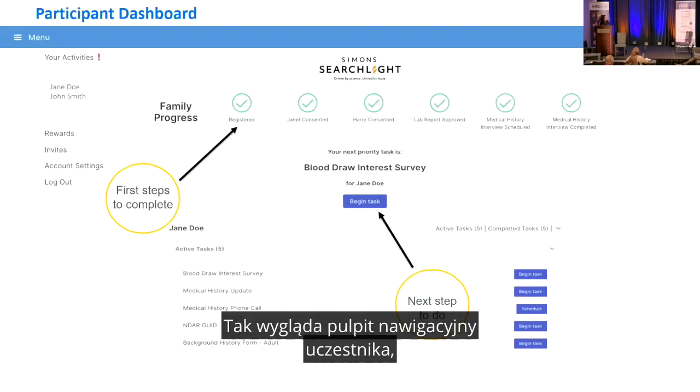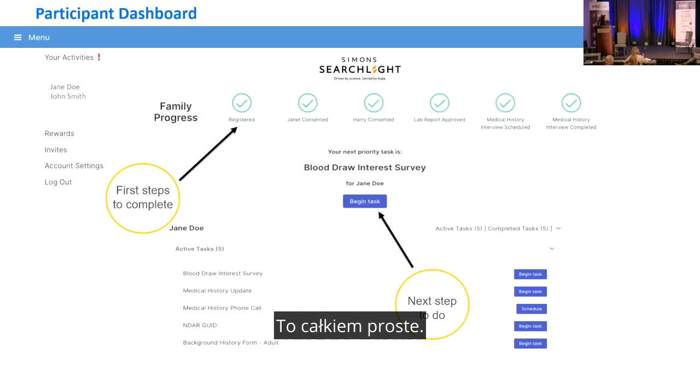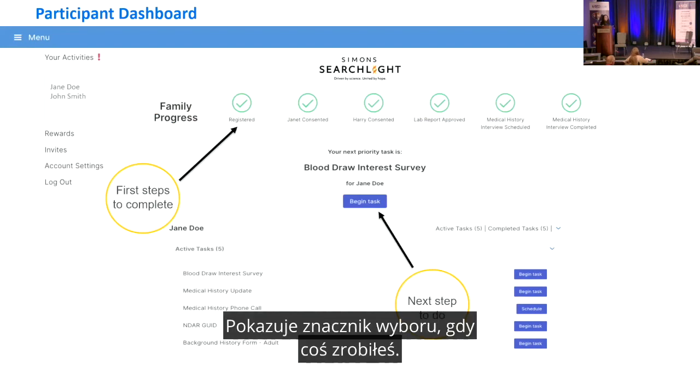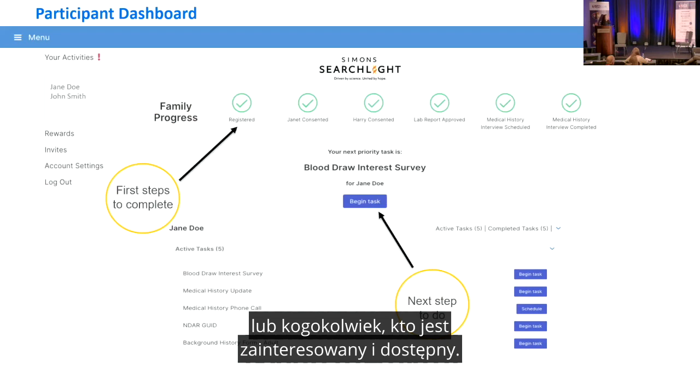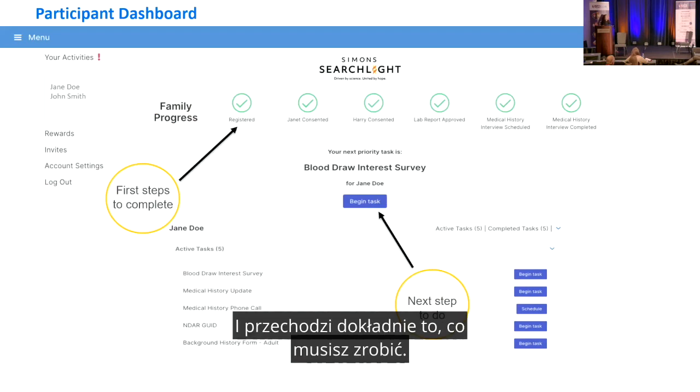So this is what a participant dashboard looks like. It's pretty simple. It shows a check mark when you did something. So you get registered, you consent. Everybody in the family can consent if they want to participate. We're not enrolling just the child, we're enrolling the family or whoever is interested and available. And it goes through exactly what you need to do.